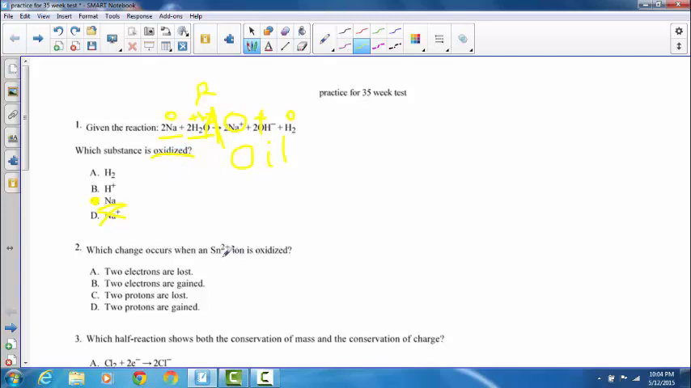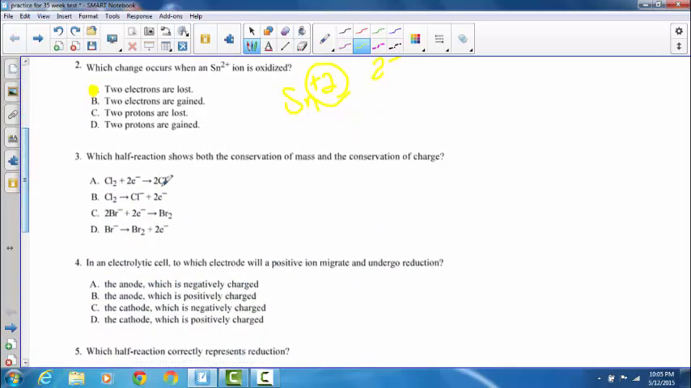All right, the next one, what change occurs when an Sn+2 ion is oxidized? So if it has become Sn+2, it becomes that +2 because it lost 2 negatives. And the negatives are the electrons, so 2 electrons have been lost when it was oxidized. All right, going down to the next one.